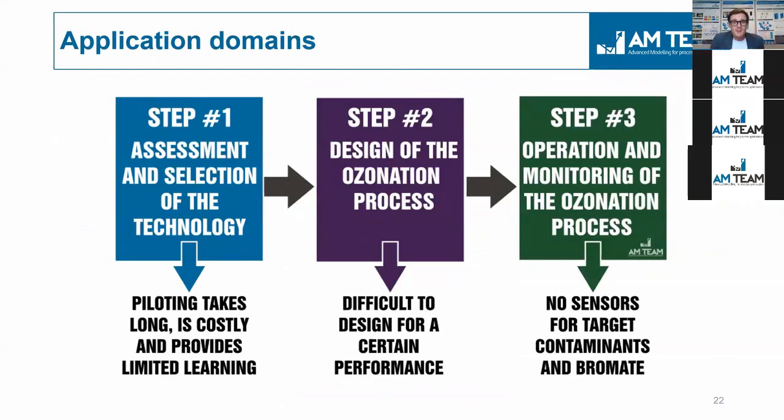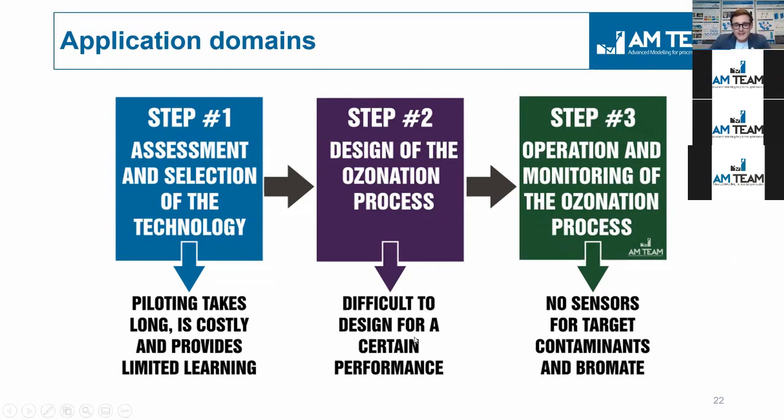And then when can you apply models? Well, we have seen that you can potentially apply them in 3 very different application phases. The first step is when you are deciding on the technology you are going to select. For example, will ozone work in our specific case, and which dose would we need to reach a certain goal? Typically, many people start doing pilot trials, and the pilot trials are quite costly. They take long, and we think they provide limited learning compared to complementing them with, or replacing them by, computer simulation.